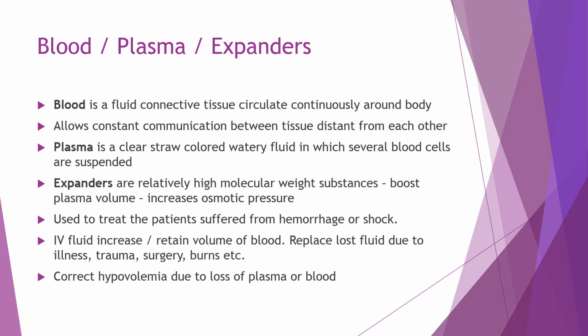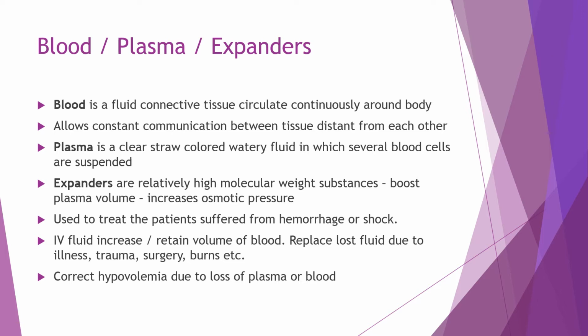So before going to the plasma expander, first of all we will see what is blood, then blood plasma, and then we will see the plasma expanders. As far as blood and blood plasma, we have already seen in the course of APHE. Blood is a fluid connective tissue which circulates continuously around the body, and it provides communication between tissues placed at distant places, like an endocrine system. From the endocrine system, it transports the hormones to the various tissues, and from the various tissues, it transports the waste products to their excretory organs. So it acts as transportation and communication, and all these things we have already seen.